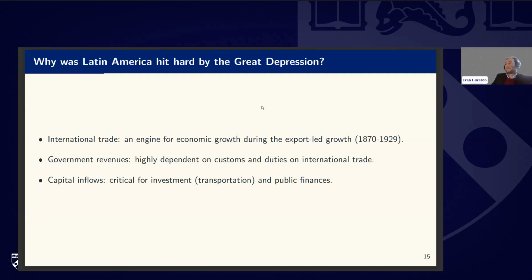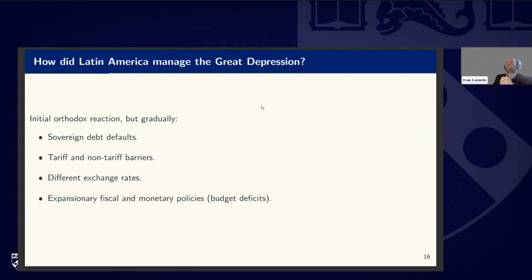Also because of course of capital inflows. So basically, in general terms, Latin American economies were quite dependent on their integration into the world economy, and the collapse of globalization, of course, had a major impact on those economies. So also we wanted to know, how did Latin America manage the Great Depression? We want to see how the crisis itself was managed, and also we will see the evolution of the recovery of Latin America in the aftermath of the Depression.